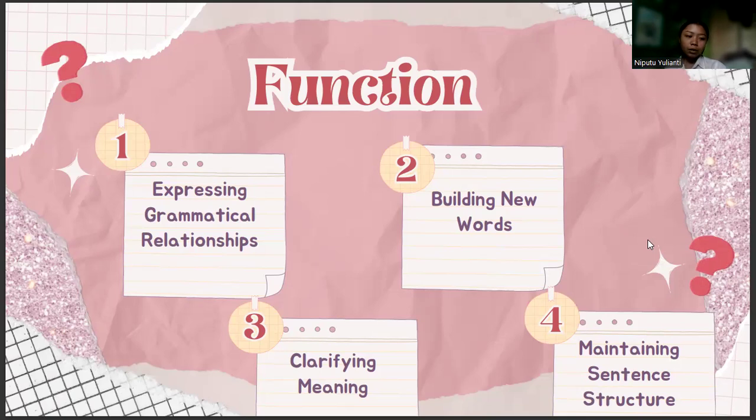The last is maintaining sentence structure. Function words and inflectional morphemes are essential for proper sentence grammar. For example, in "she has been working", the auxiliary verbs "has been" help form the present perfect continuous tense.